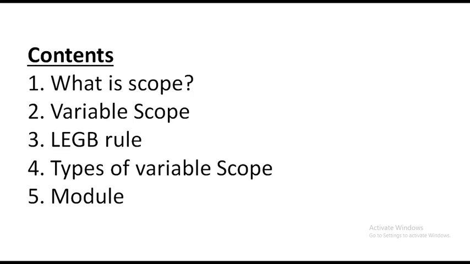And next one is namespaces. What are namespaces? Namespaces are containers for mapping names of variables to objects. If A is equal to B, then A is the namespace and B is the object. This is what is known as namespaces. In programming languages we can use a single equal symbol to map a variable to the object.